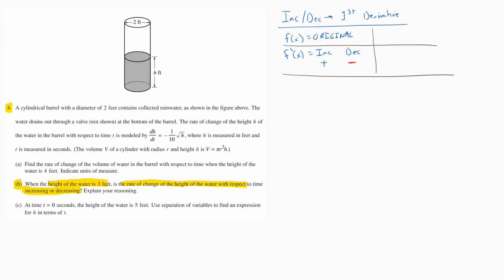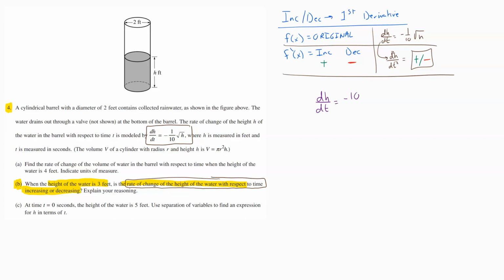So on this problem, if you start putting the pieces together, your original function, the rate of change of the height of the water with respect to time, dh/dt, would be this function here. That's behaving like our original function, so negative 1/10 square root of h. And if we take the derivative of that function, d2h over dt squared, if this value is positive or negative, that's going to tell us whether the original function we were working with, whether that rate of change was increasing or decreasing. So really what we're looking at here is the need to take the derivative of dh/dt.